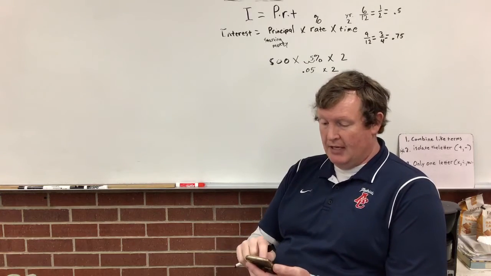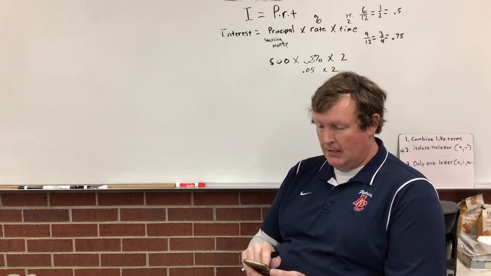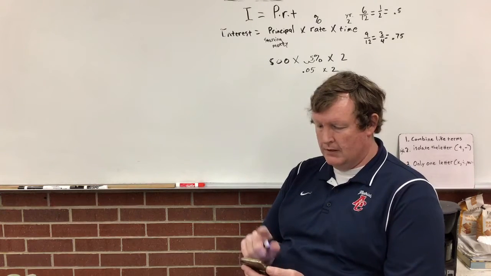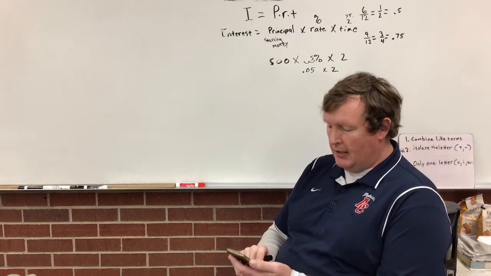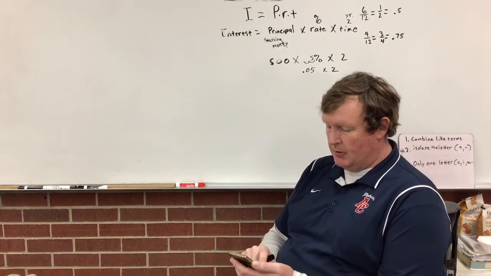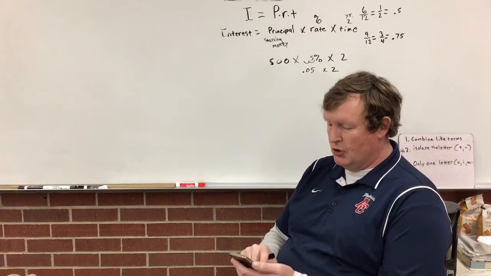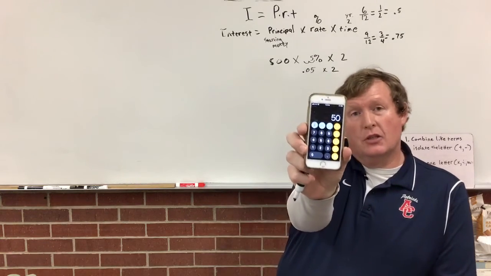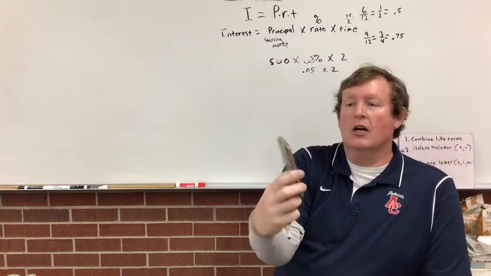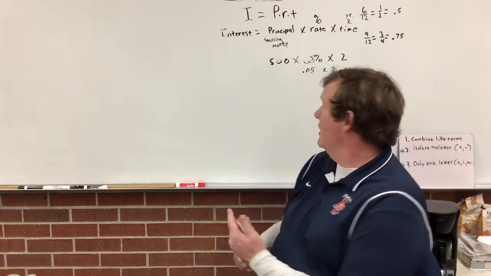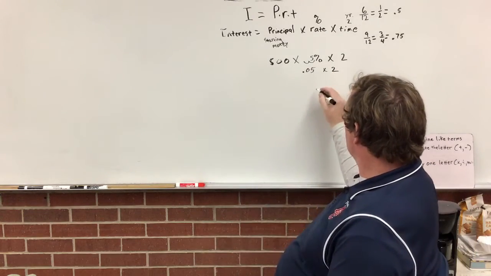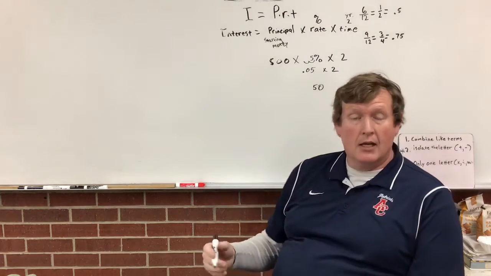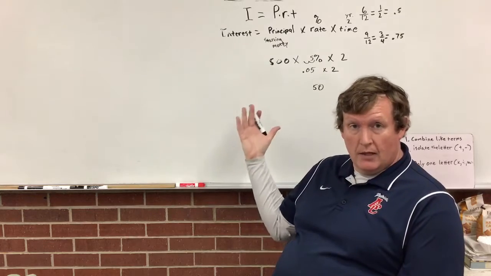Okay, Mr. Lindblad's got his calculator out here. Hold on, I got to get to my calculator. There it is. All right, so I take 500 times 0.05 times 2. Okay, as you can see, when I get to that answer, it tells me that for the last 2 years, I've earned $50. Okay? So, holding that on for 2 years.